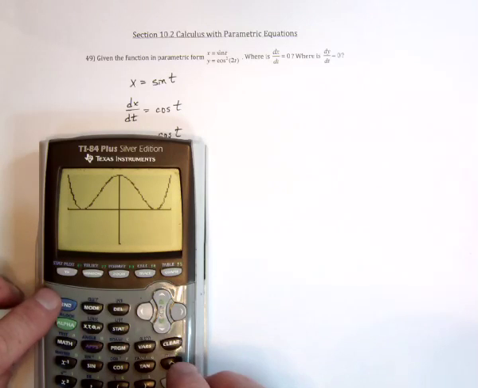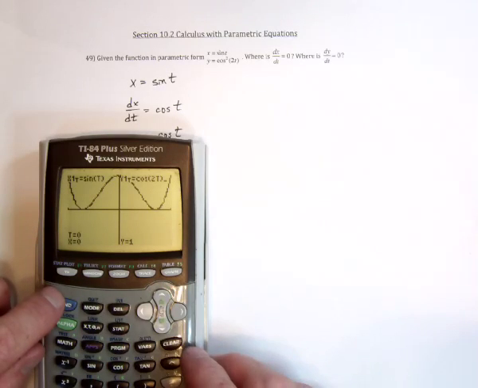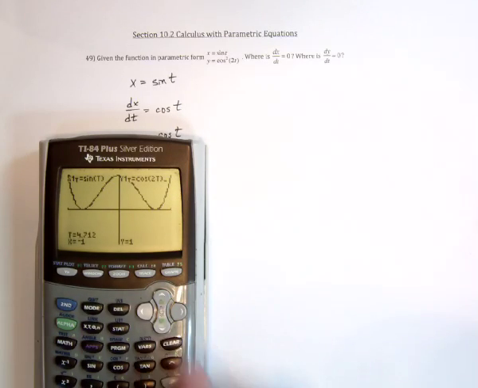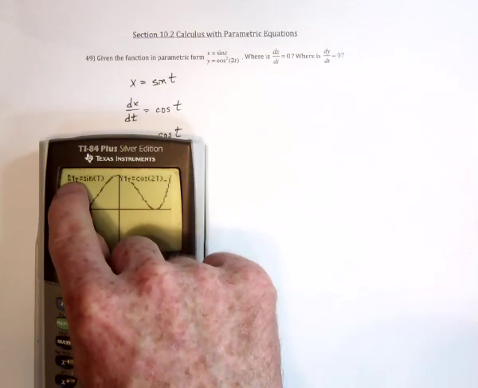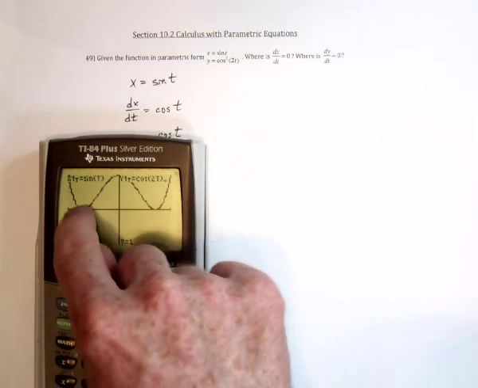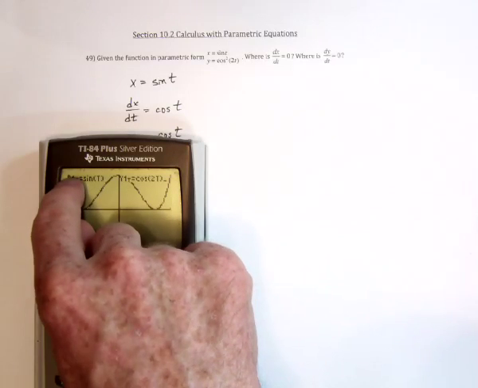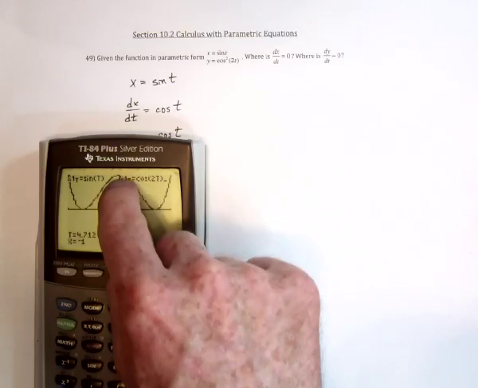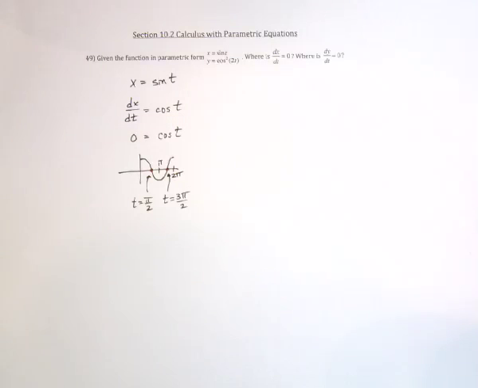Let's see, trace 3 pi over 2. So can you see it? It's blinking up there in the upper left. So this is when it came over here, went up here, it went to the far left corner. It couldn't go left anymore, so it had to stop and then go back to the right.